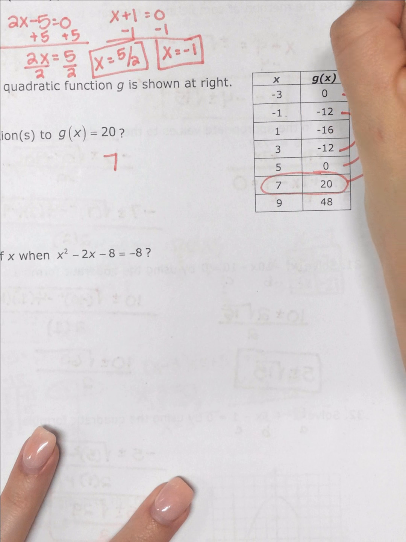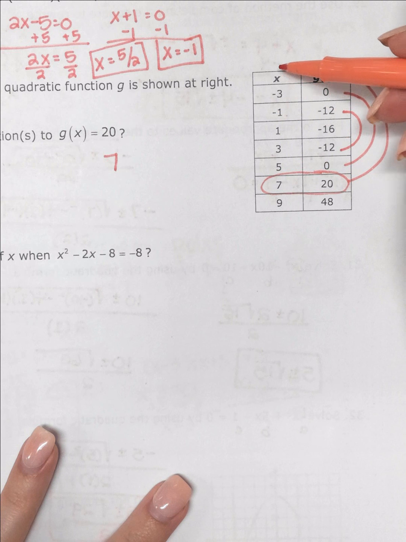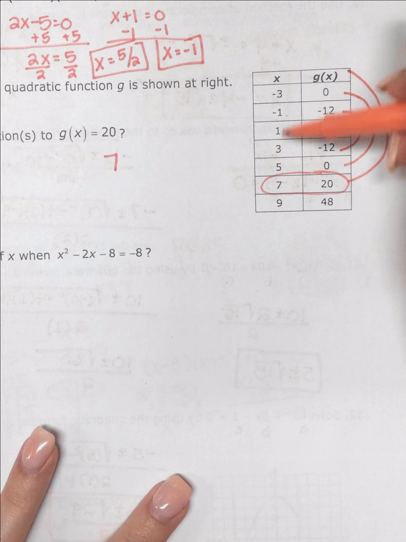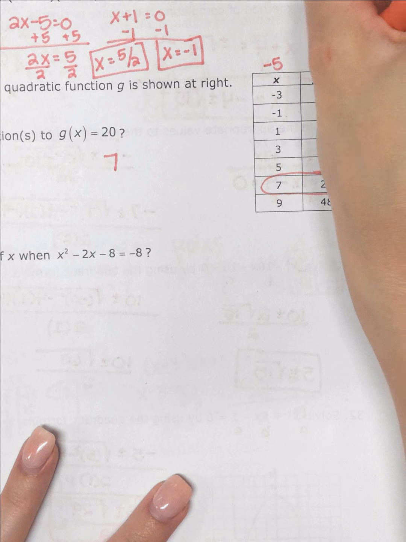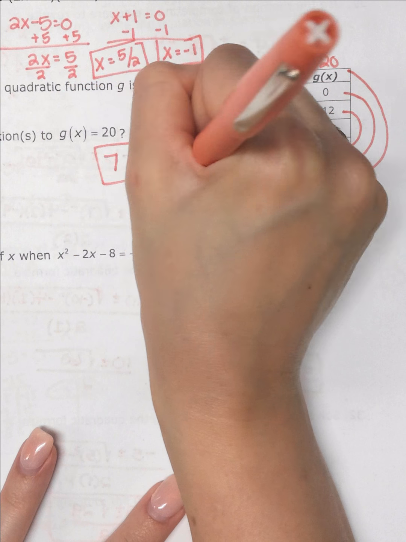20 goes with, well, you would say what comes before negative 3, negative 4, but look how these are changing. This is going by 2, by 2, by 2, by 2, by 2. So this is actually negative 5 would go with our 20. So 7 and negative 5 are all of those solutions.